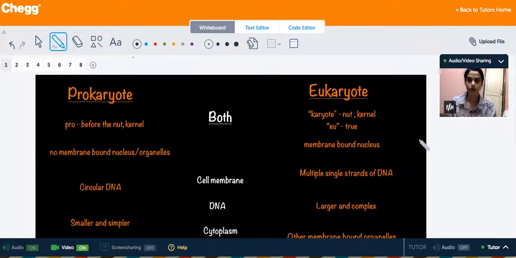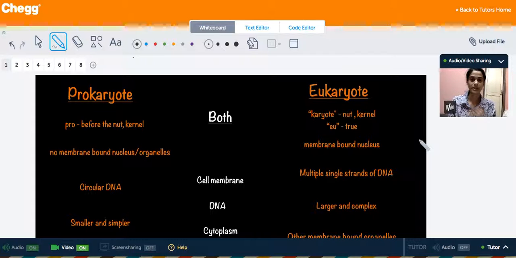So the word pro means before, and the word karyote means like a nut or a kernel. So the prokaryotic cell is the more premature, earlier version of the cell, and the eukaryote, eu meaning true, is the more advanced version of a cell, as a simple way to put it. Prokaryotic organisms are, for example, bacteria, the simpler organisms that are less developed, and the eukaryotic organisms are plants and animals and humans, and the more complex, larger organisms that we see.